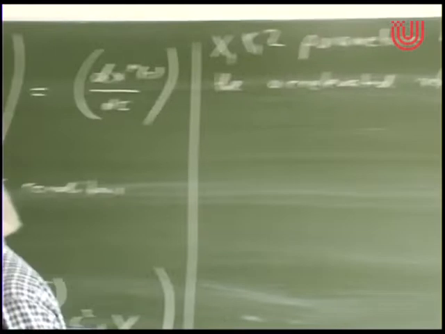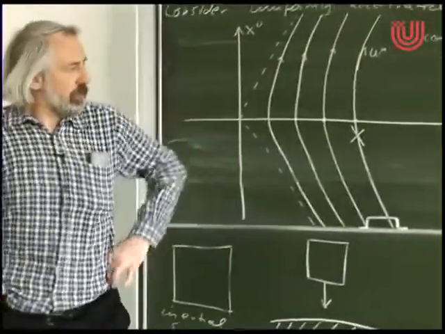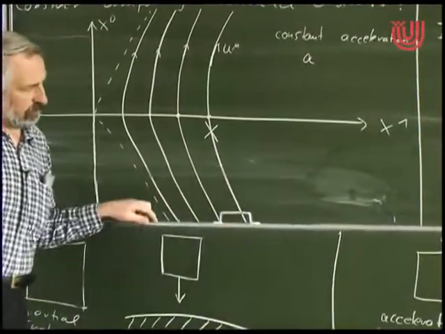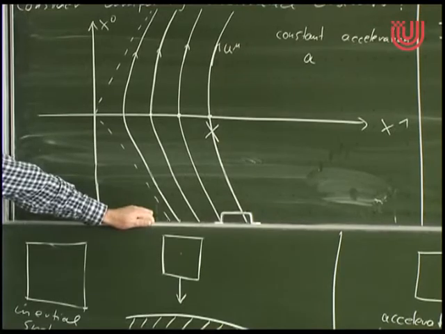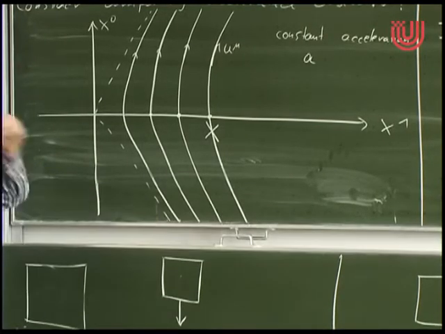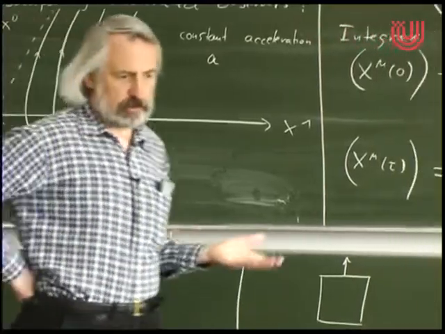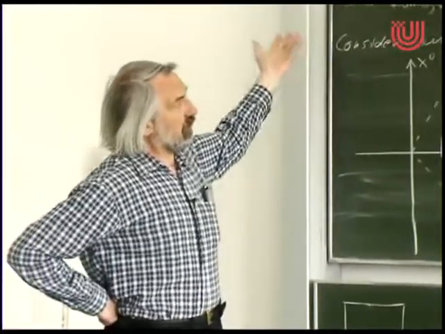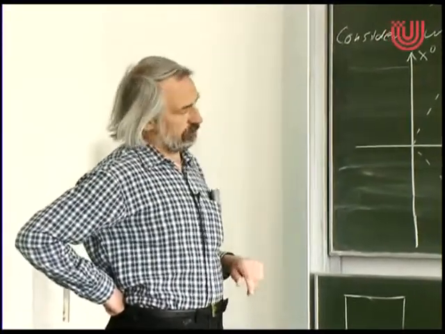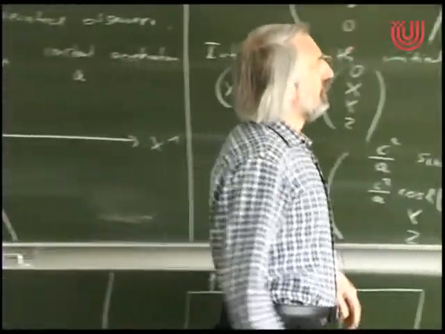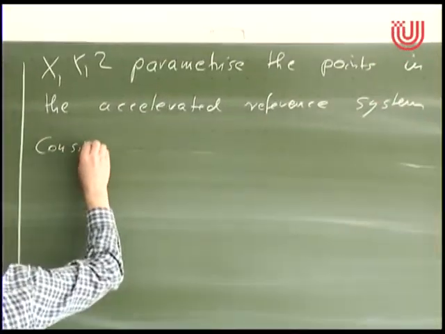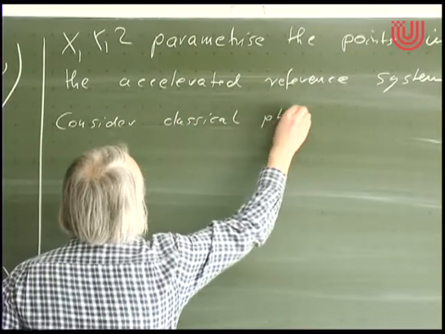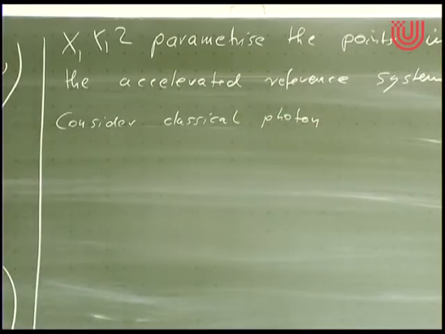So in the box, if you think of this picture, every point in the box here is characterized by a certain set of coordinates x, y, and z. Now I consider a classical photon. My goal is to derive how a light ray, or in the particle picture, a classical photon, is deflected. So I consider a classical photon which moves through the space-time.